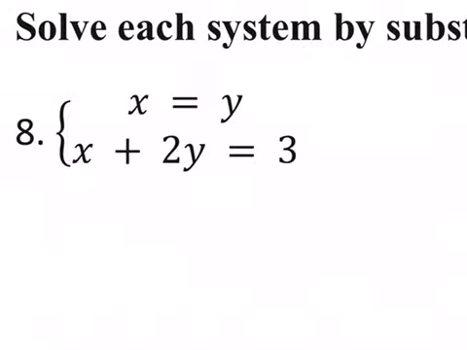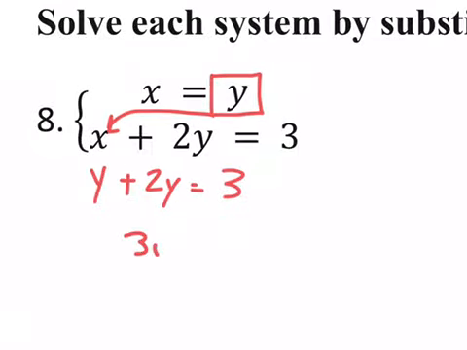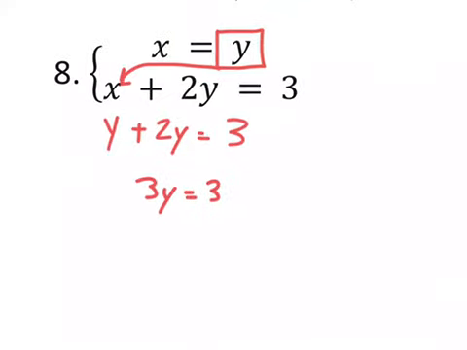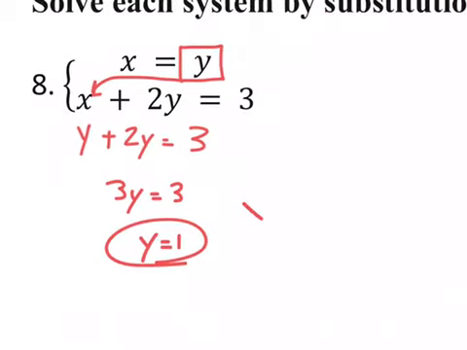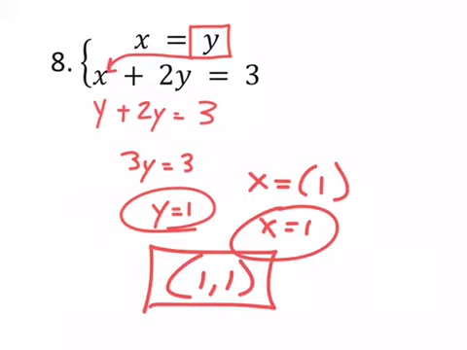It's saying x is equal to y. So if that's the case, if x is equal to y, I can substitute y in for x to get y plus 2y is equal to 3. So 3y is equal to 3. y is equal to 1. And then if I plug that back into the first equation, x is equal to y, that means x is also equal to 1, making my coordinate point (1, 1).